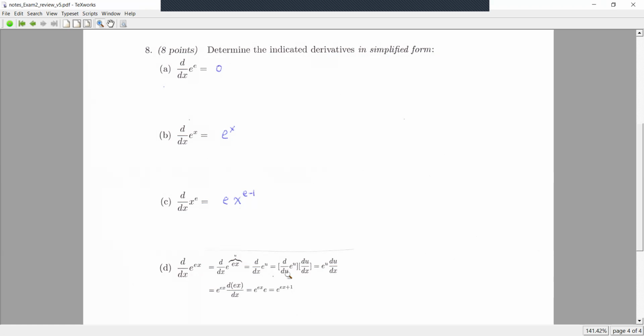The derivative of e to the u with respect to u is e to the u. Now, plug in e times x for the u here. Then I have this equation. The derivative of e times x, e is a constant. The derivative of e times x is e. Now, e to the ex times e is e to the ex plus 1. This is the simplified form of the solution.